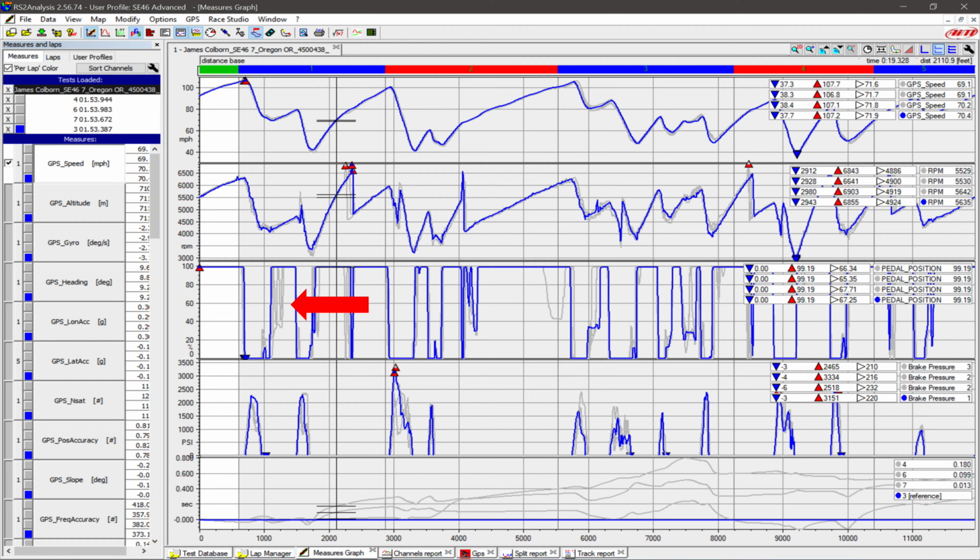So what we're going to have a look at is this area here first of all. This is throttle application coming out of the second corner at Oregon Raceway Park. And so you can see that if we focus on that area there, there's a lot of noise. And then the second area I want to have a look at is later in the lap, a braking application as well. As you can see here, there's a lot of noise there as well.